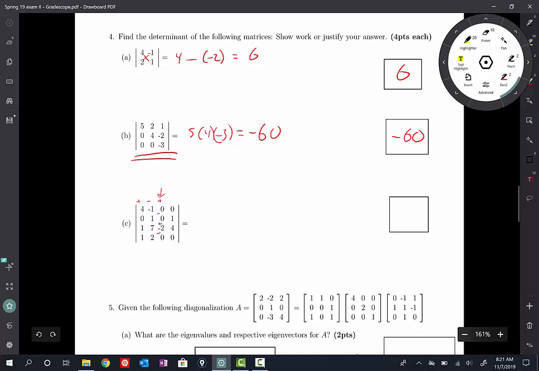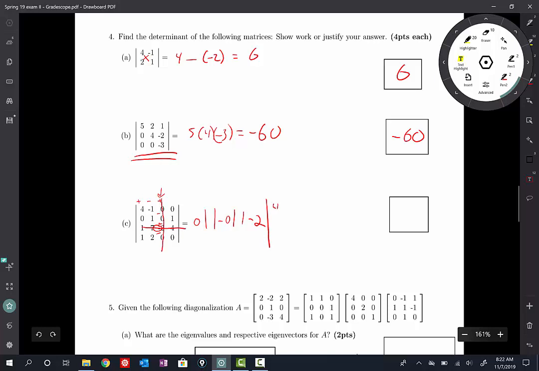And so if I'm expanding down that column, I would have 0 times the submatrix, minus 0 times the submatrix, plus 2, plus negative 2. Make sure we have a sign there. Make sure we don't miss this little negative sign. So it's plus a negative 2 times the subdeterminant I get when I eliminate the row and column of that value.